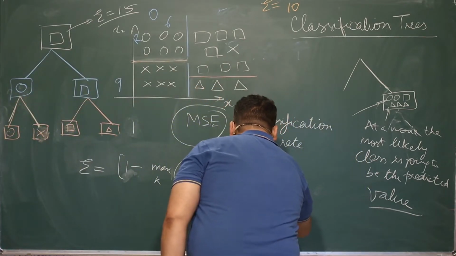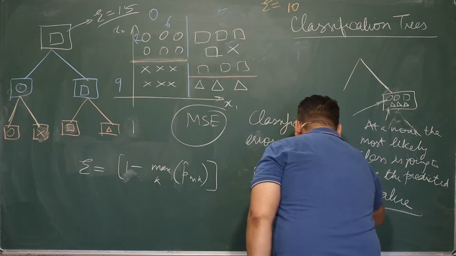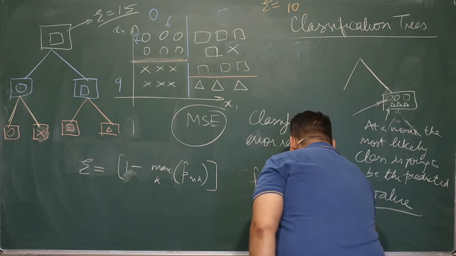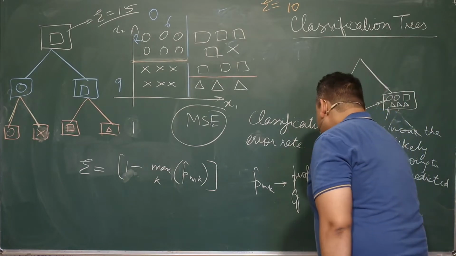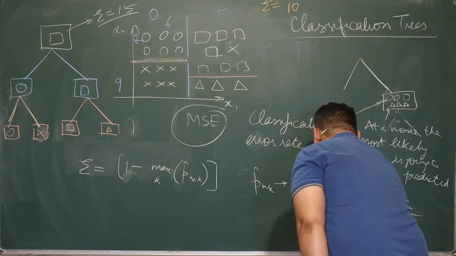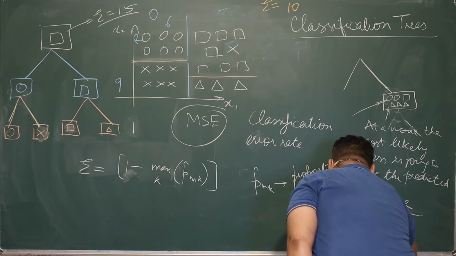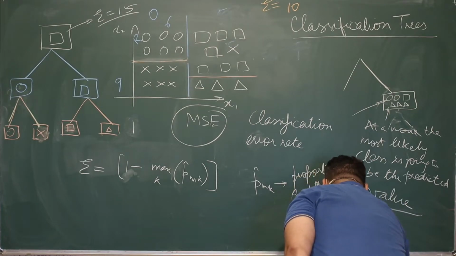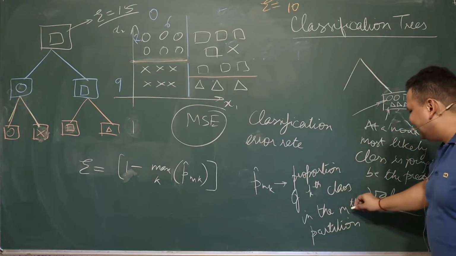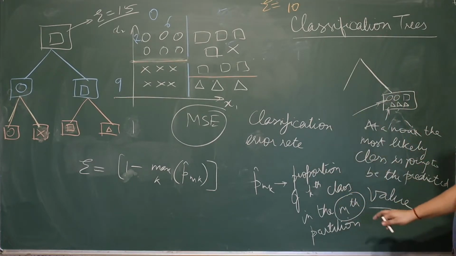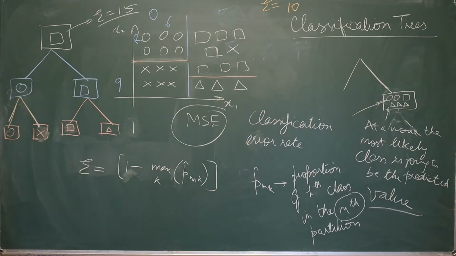So p_mk is the proportion of kth class in the mth partition. You have divided your data set into various partitions. We are looking at the mth partition out of those partitions, and we are looking at the proportion of kth class. What does that mean?